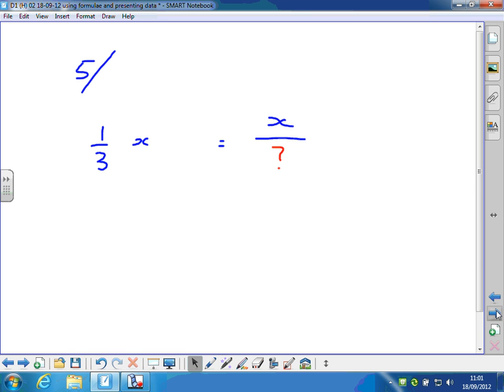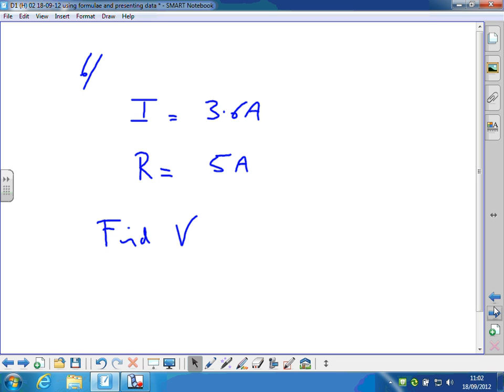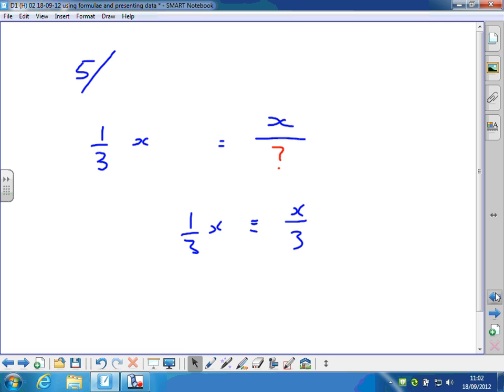We were talking about this last week. Remember, a third of x is the same as x divided by 3, x over 3. They are the same thing. A third of x is equivalent to, remember that symbol, x over 3. Any comment on that? Yeah? You okay?